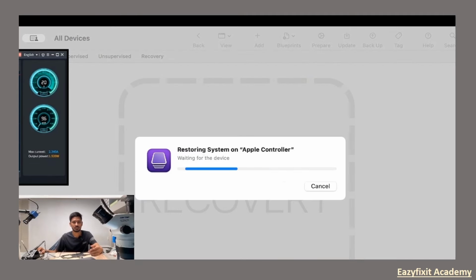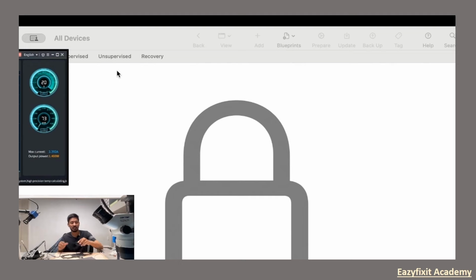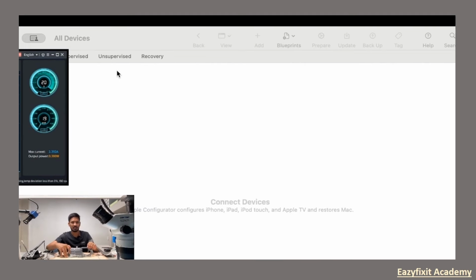After that, the device goes into recovery mode, and you can see on the screen I have flashed the device perfectly, and now this device is working fine.